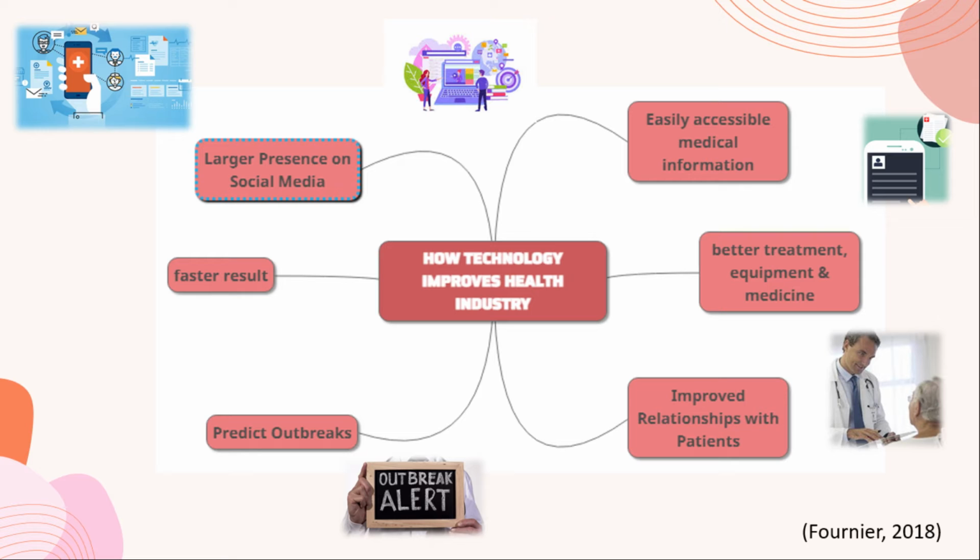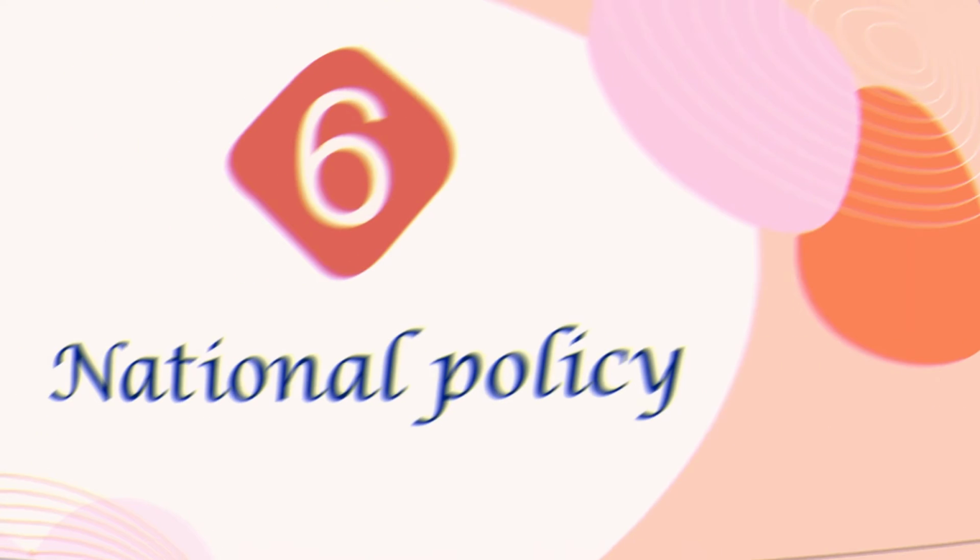Next, it can predict outbreaks by creating a database from people's research. With improved technology, it is possible to get the result as soon as the lab test is finished, instead of having to wait a few weeks or months to get the result. And lastly, technology has a large presence on social media.